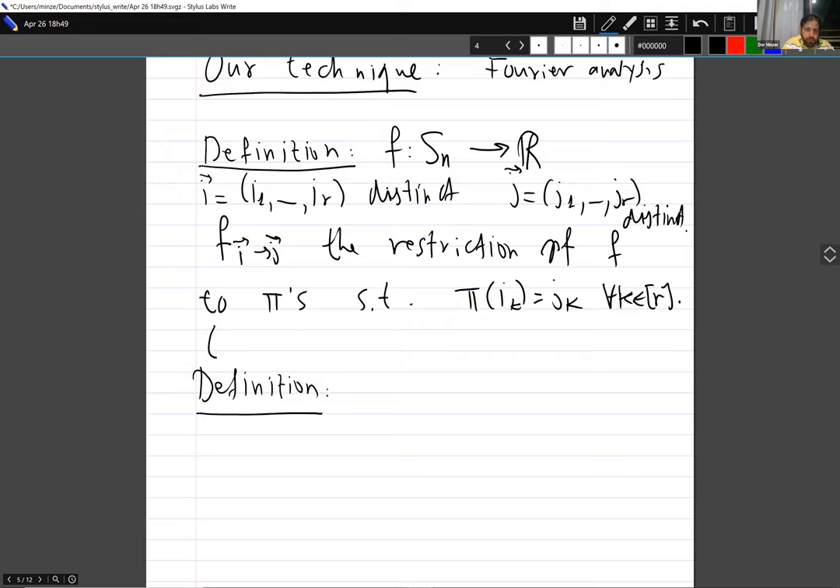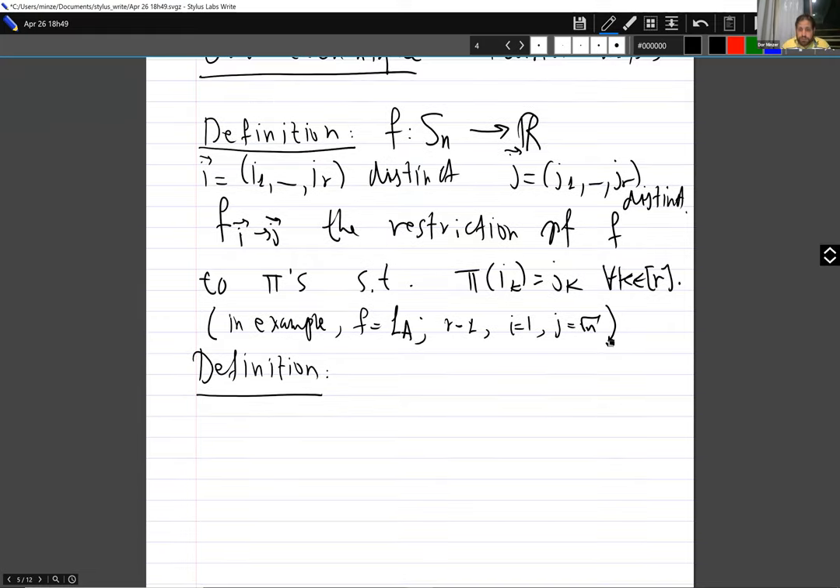So in the example, what you should have in mind is that f is the indicator of the family, and a restriction that shows that the family has a special structure is like taking r equals one. Let's say I equals one and j equals root n. So this is a good restriction to look at.